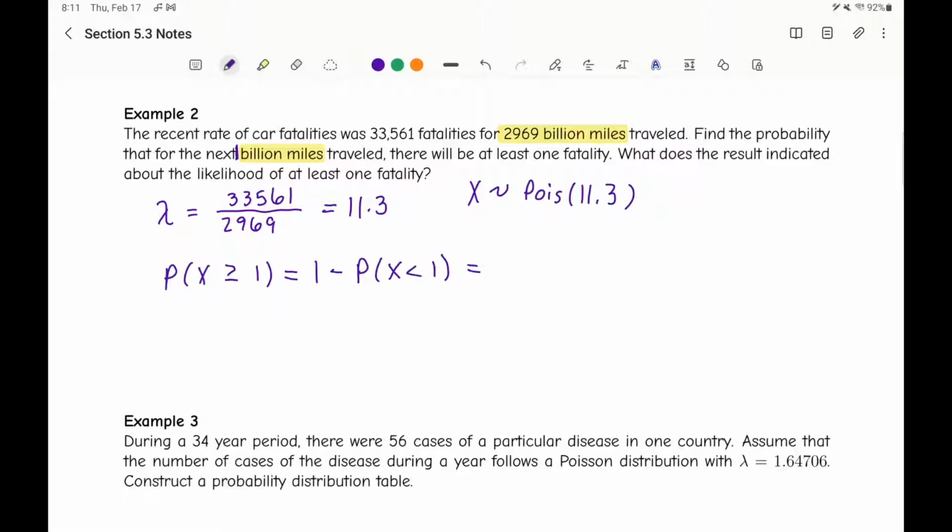And since X is still counting something, it's only whole numbers, so this is the same thing as 1 minus the probability of X is equal to 0. So that will equal 1 minus 11.3 to the 0 times e to the negative 11.3 over 0 factorial.